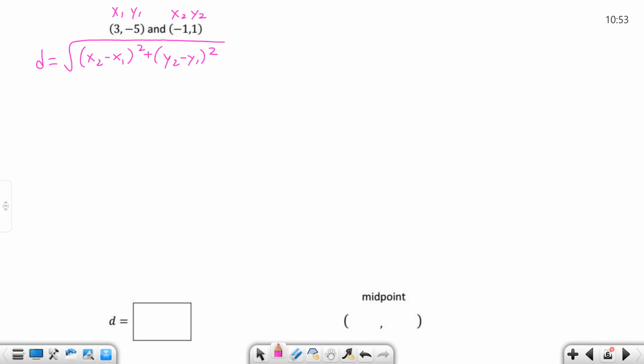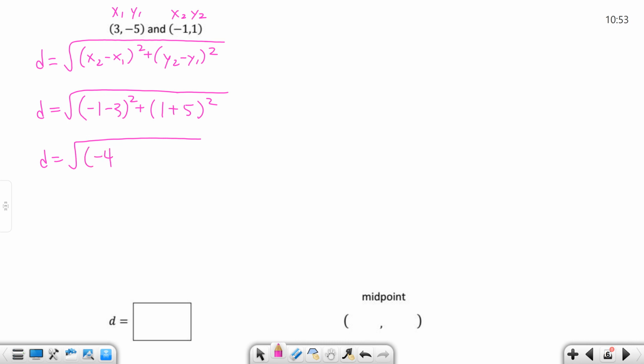That's garbage. Make sure it goes over everything it should and not over anything it shouldn't. So d equals the square root of, and this is going to be x2, negative 1 minus 3 squared, plus 1 minus a negative 5, plus 5 squared. So this is going to end up being d equals the square root of negative 4 squared plus 6 squared.